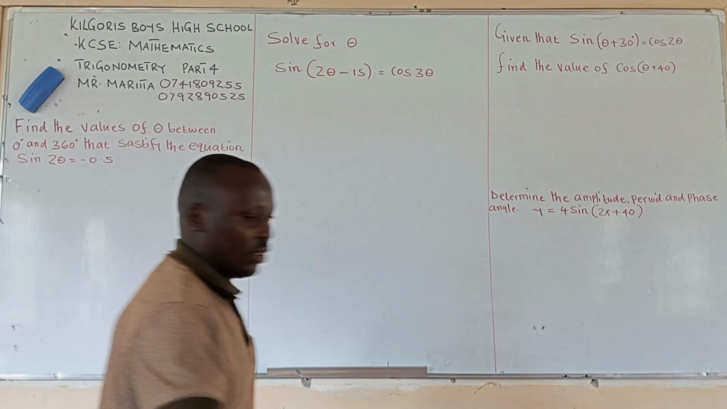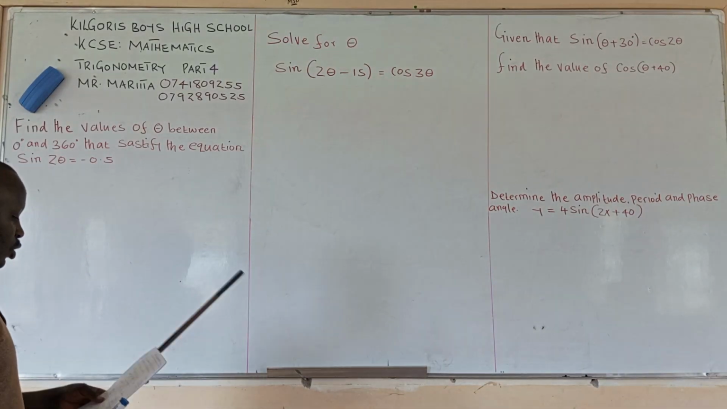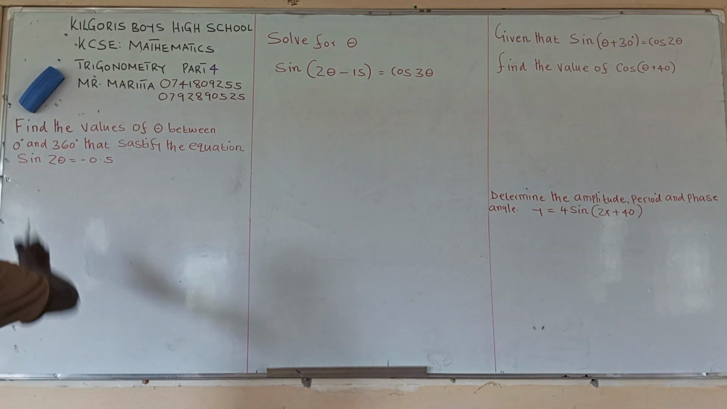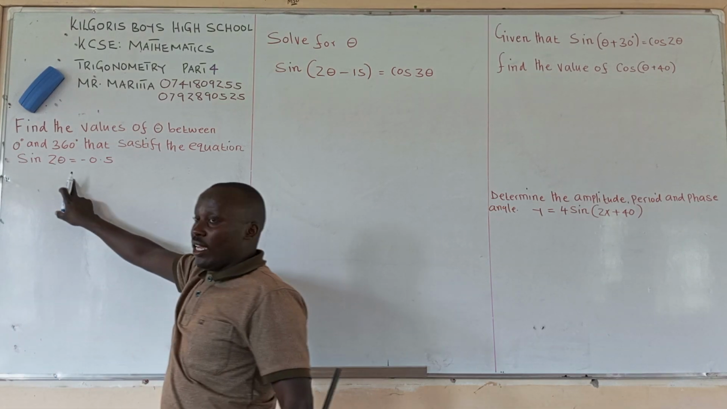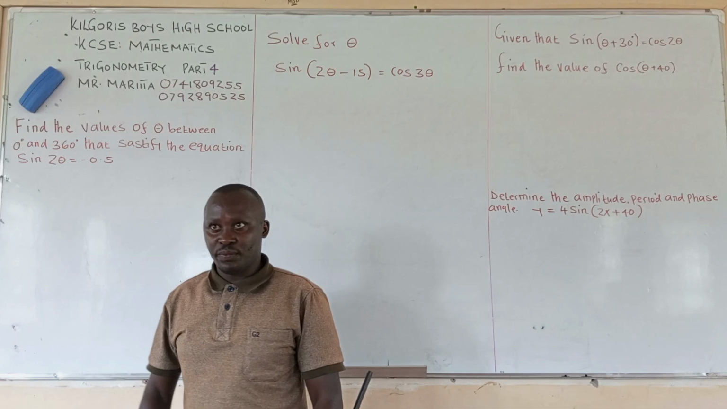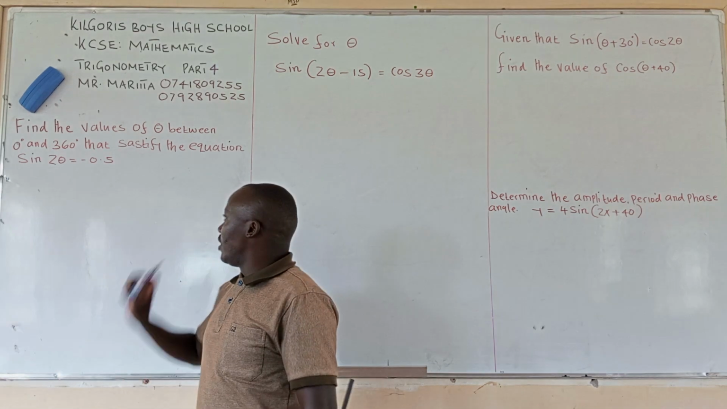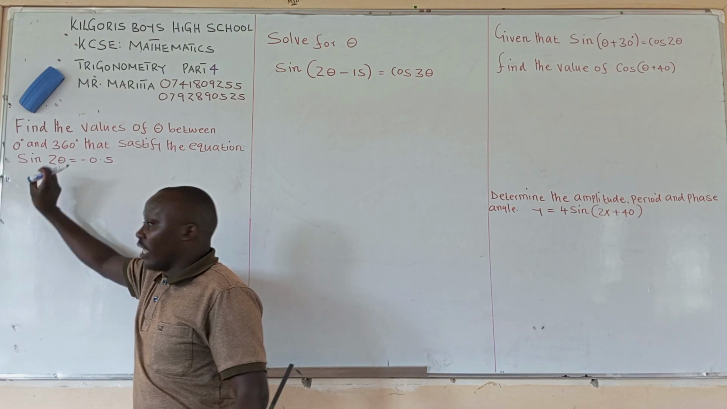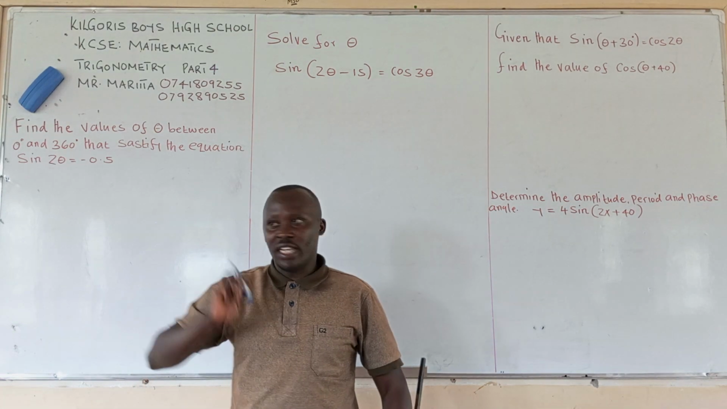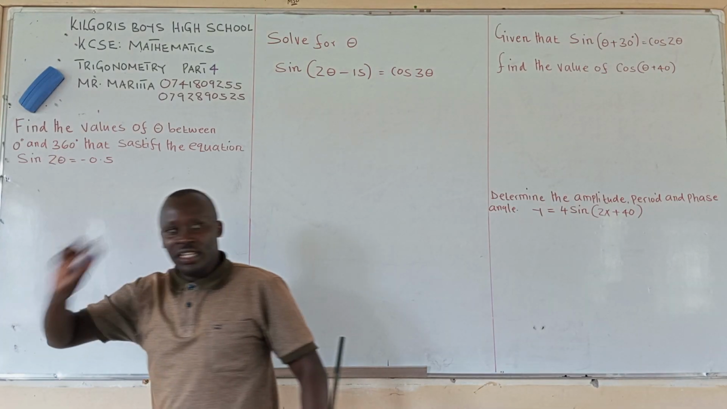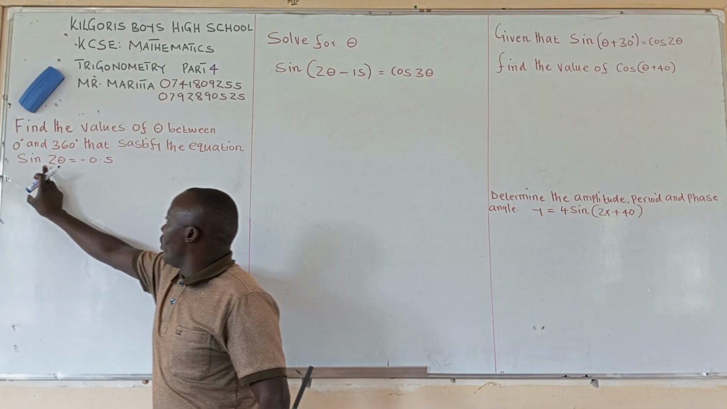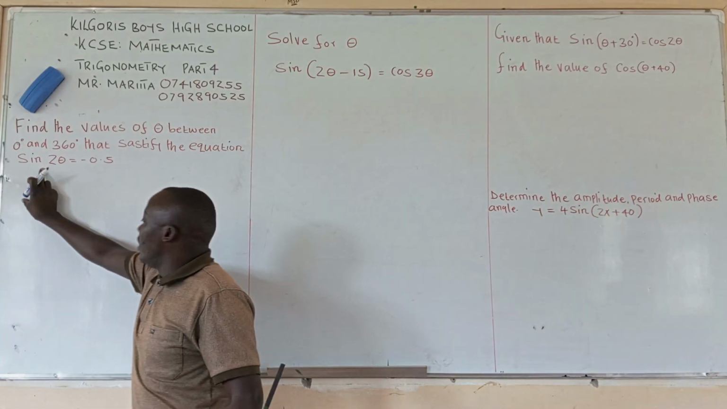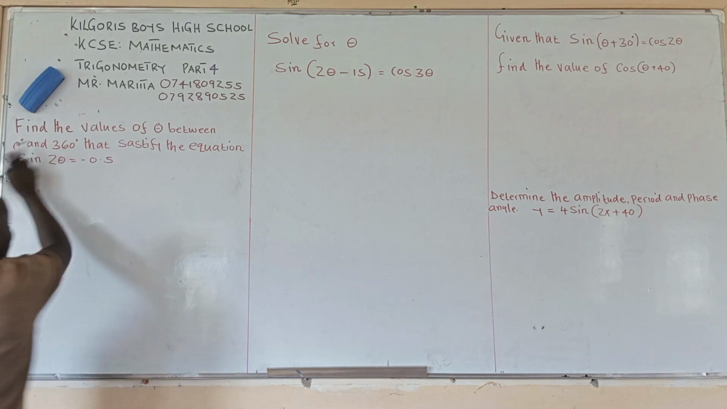To solve this for theta, we have sine 2 theta equals negative 0.5. What you normally do here is find the sine inverse on both sides. If this is cos, you find the cos inverse on both sides. If this is tangent, you find the tan inverse on both sides. So we find the sine inverse on both sides, such that we eliminate the sine.